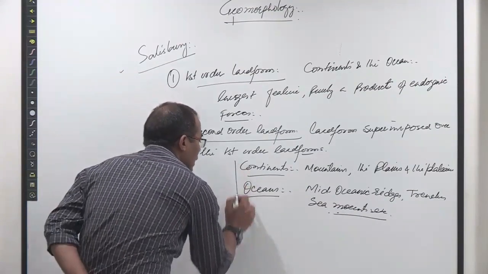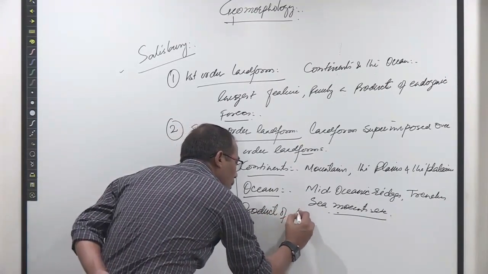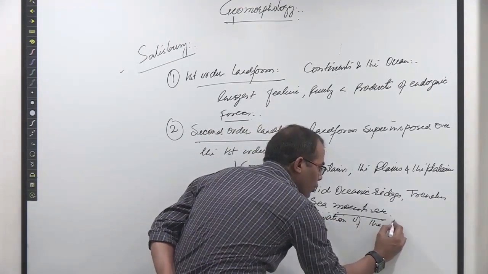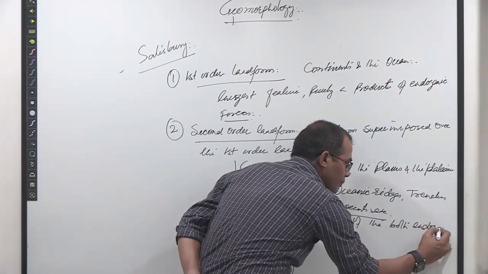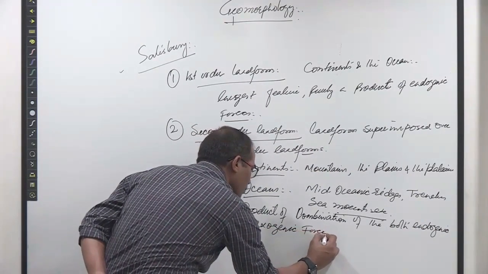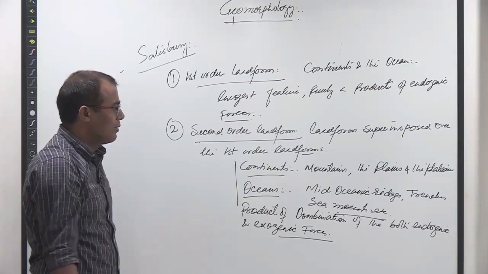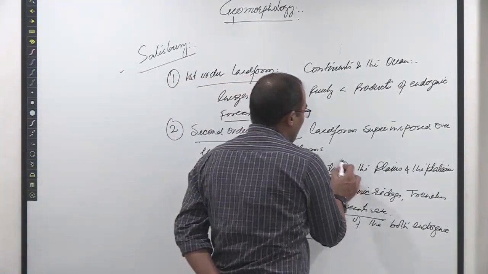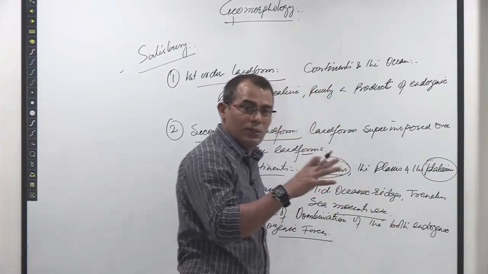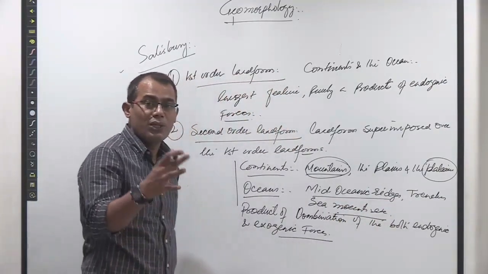These second order landforms are a product of the combination of both endogenic and exogenic forces. Some plains may be endogenetic in nature. Most of the plains in fact will be exogenetic in nature. Mountains may be purely exogenetic or endogenetic in nature. The plateaus may be both endogenic and exogenic in nature. Mid-oceanic ridges are purely endogenic.